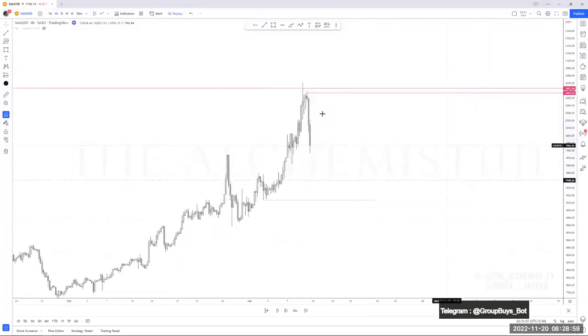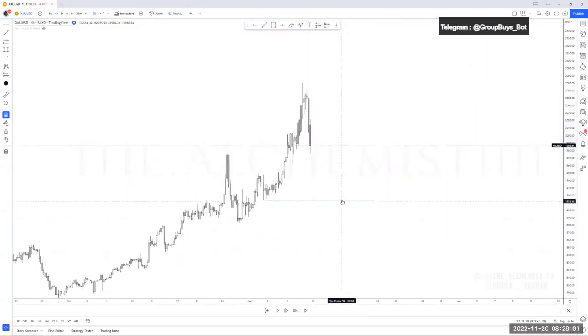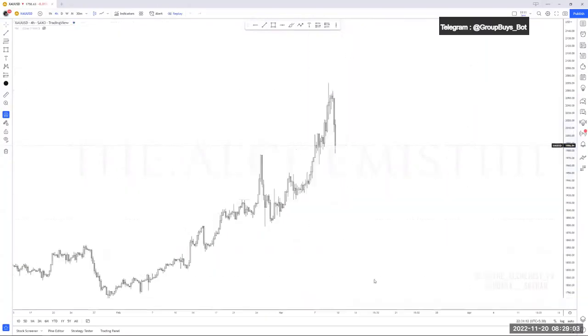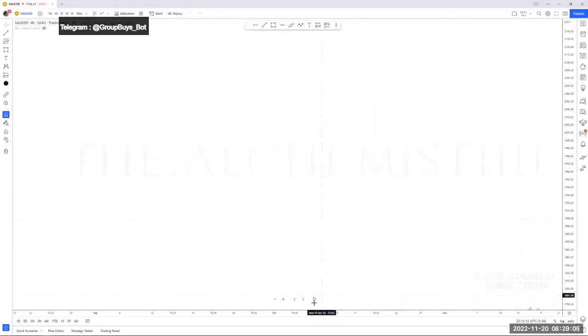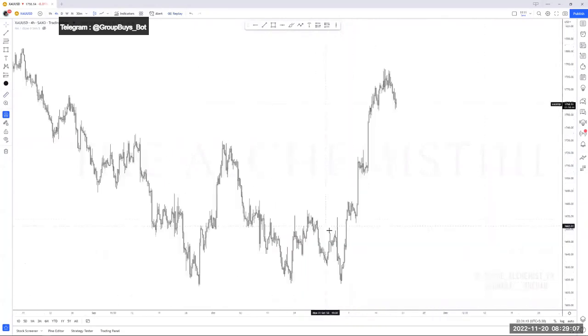Okay, more than enough, but you see where the entry came from, right? From right there. Okay, so that's that. Now let's talk about the confirmations. We already talked about the confirmations. What are the confirmations?